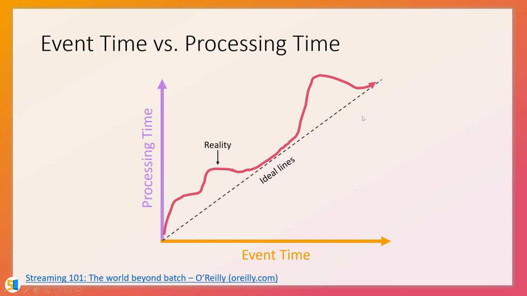The horizontal distance between the ideal line and the red line is the skew between processing time and event time. That skew is the latency introduced by the processing pipeline. Things that can affect the level of skew are shared resource limitations, like network congestion, or causes in the software, like distributed system logic, contentions, and other things.